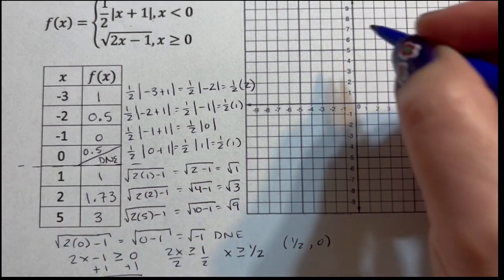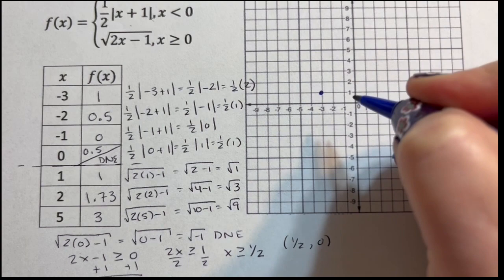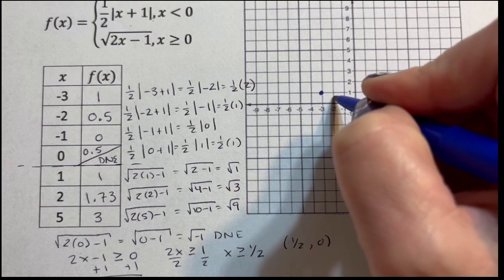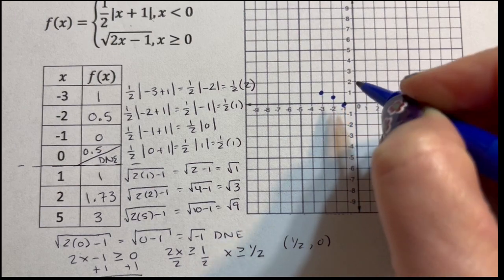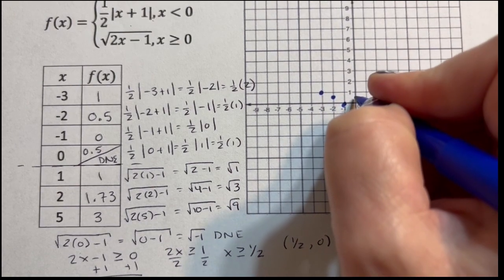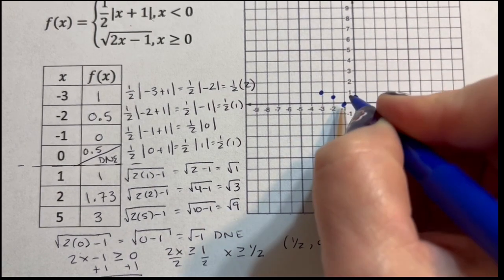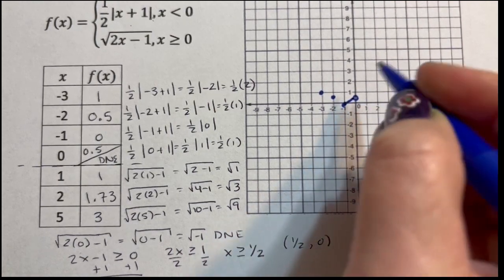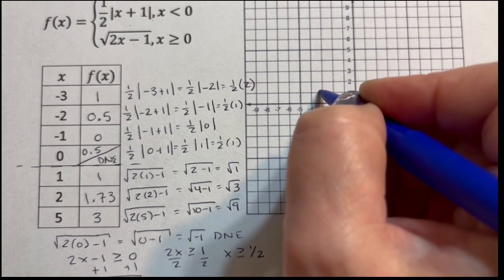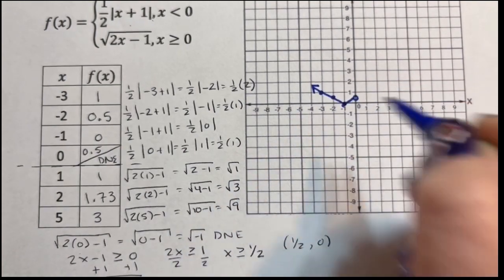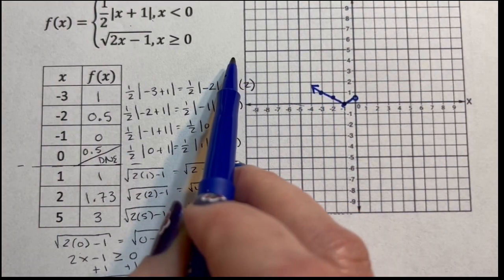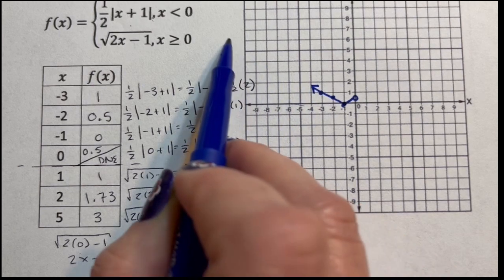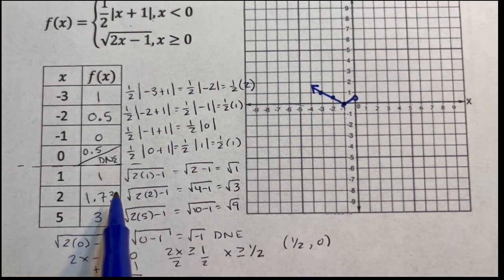We start at (-3, 1), then (-2, 1/2), (-1, 0), and then at (0, 1/2), we have an open hole. Now, if you remember, I told you that we're going to do an arrow over here because this wasn't a stopping point. This would go on and on and on. This is infinitely going in this leftward direction.